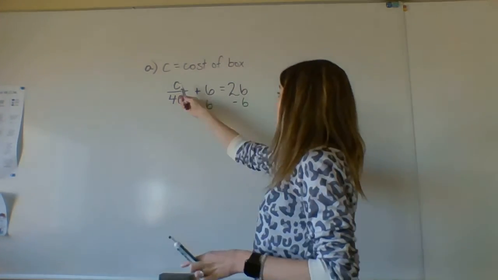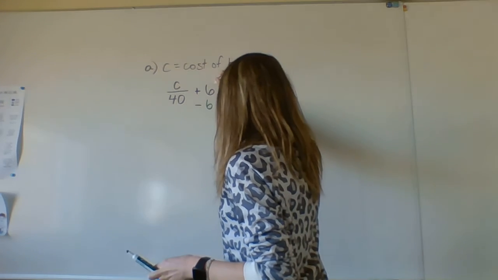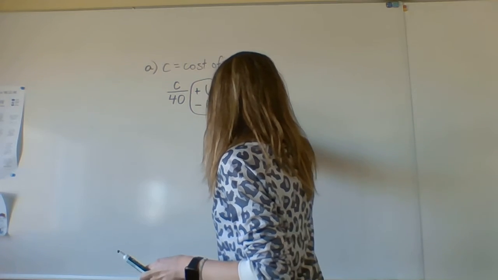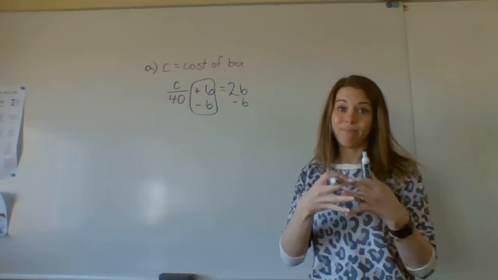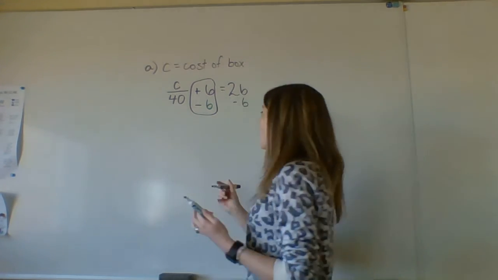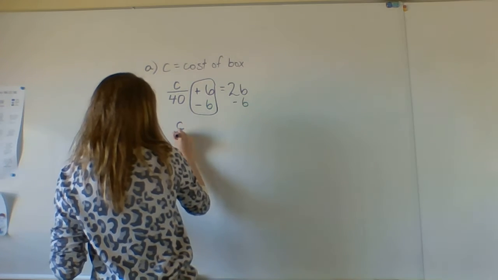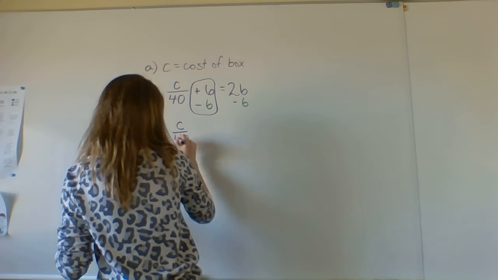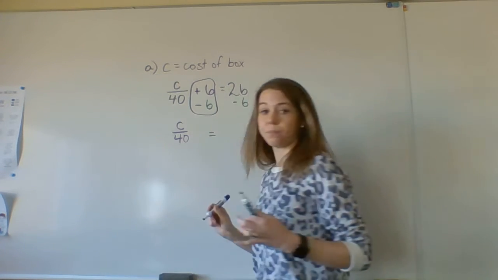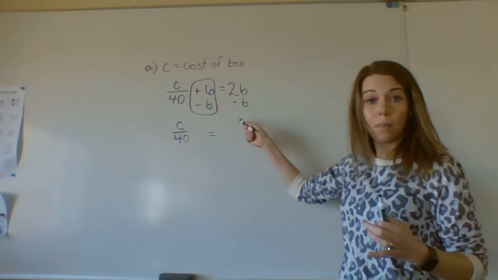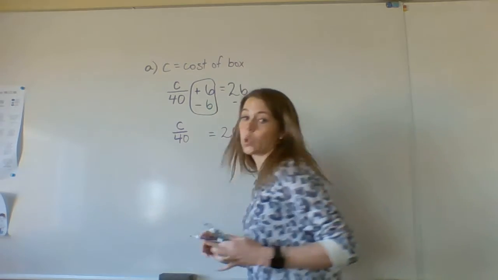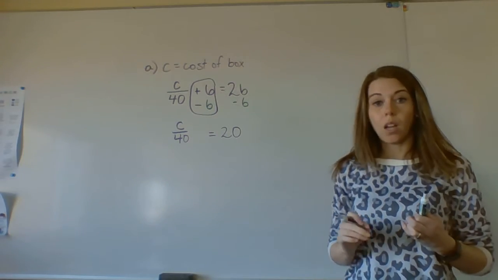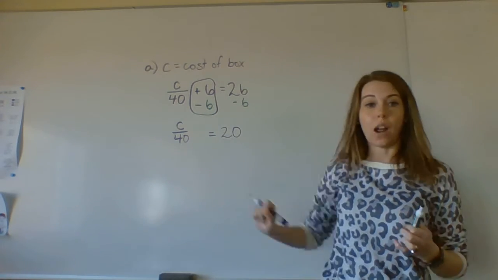So I'm going to take a moment and we're going to write this out. So C over 40, this here, that becomes a 0. Okay, plus 6 minus 6, that zeroes out. So I'm going to have C over 40 equals 26 minus 6 gives me 20. So now we're left with this fraction.